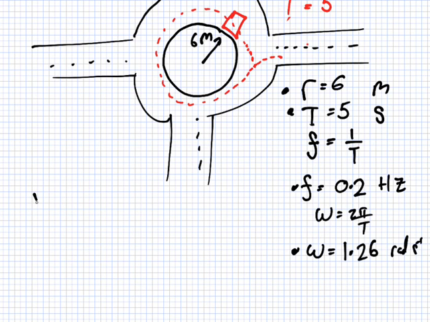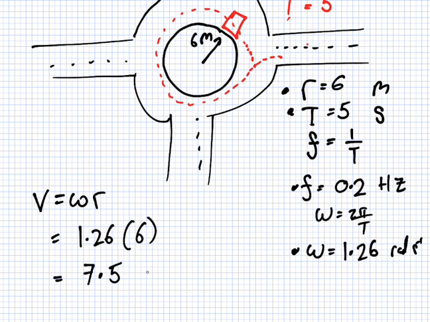Remember we have the formula V equals omega r. So V equals 1.26 times 6. What's that? 7.5. So that's how fast the car is going. The car is going at 7.5 meters per second. Okay. Can I go to the next example?